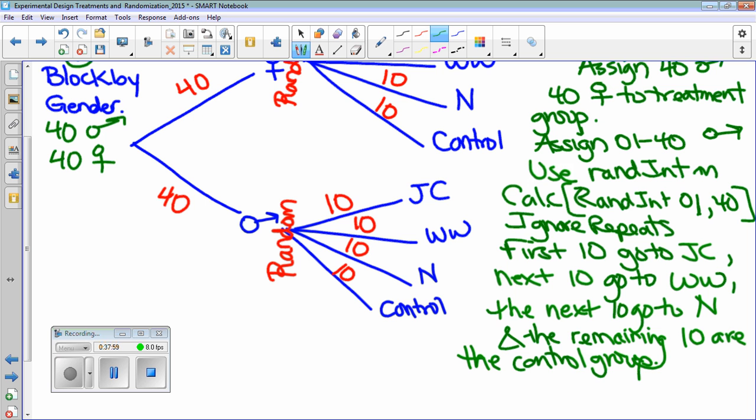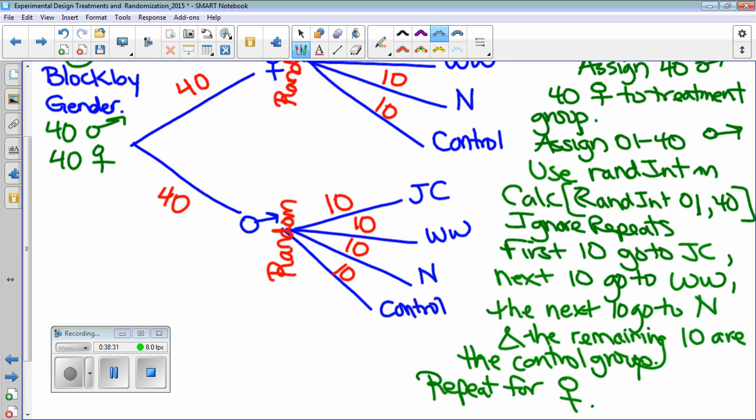Okay. And then we'd have to repeat this same process for females. You could use the same numbers, it doesn't matter. I could, if I wanted to do 41 to 80, that would be fine. But I've already picked the males, so now I'm just going to do the exact same process. I'm going to assign all the females 0, 1 to 40, and do the same thing. So it doesn't really matter that they're numbered the same, because they're two different blocks.